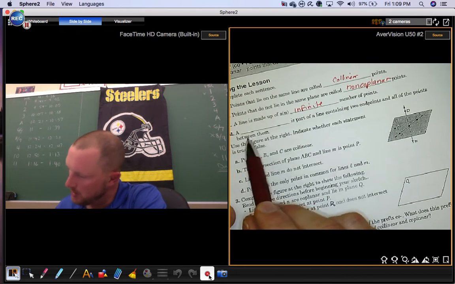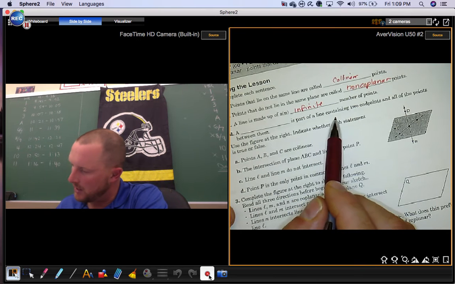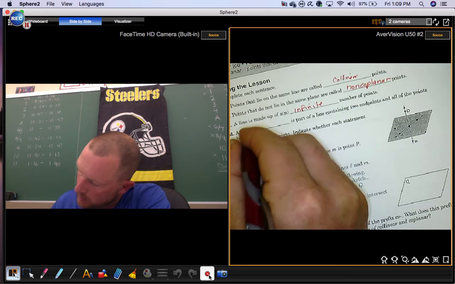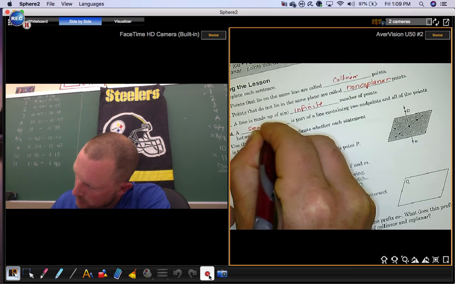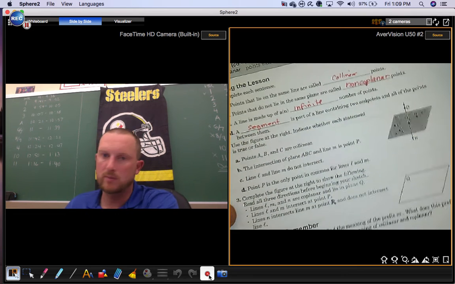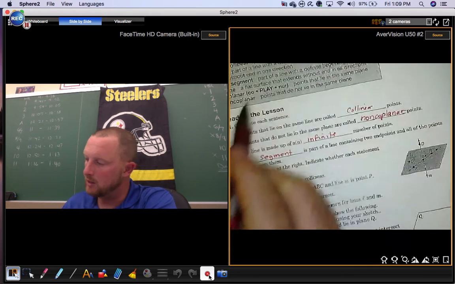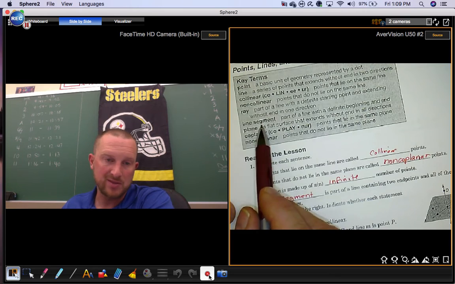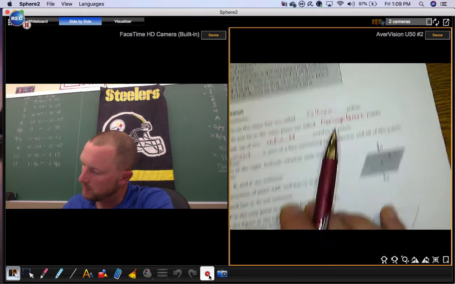Part D, a blank is part of a line containing two endpoints and all the points between them. That's a segment. And again, you could look up here. It says line segment up here. I guess technically that is what we should call it, as line segment, but segment's acceptable also.